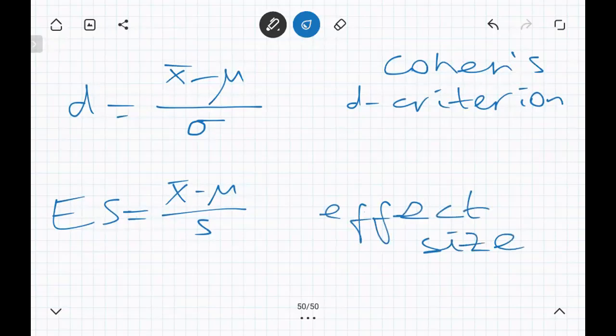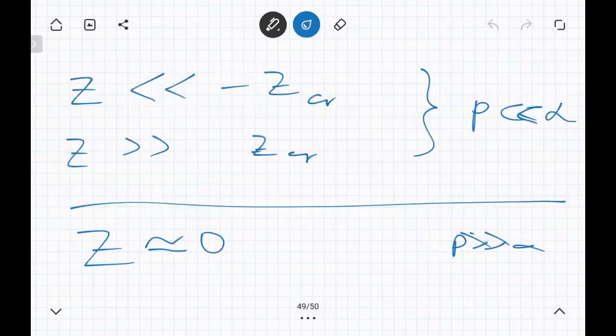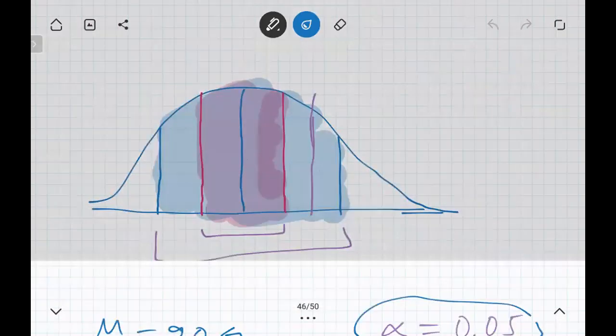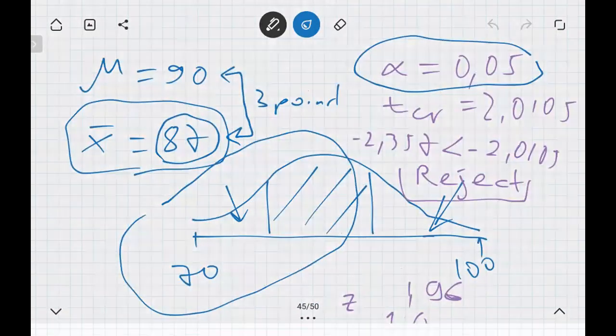Oh, and one more thing. You have to take absolute values. So now we can calculate the D score or effect size for our example. Well, this difference here will be 3, because 87 minus 90, and then the absolute value. Standard deviation for the population was 5, if I'm not mistaken. Let me check, in fact. Maybe I am making a mistake.